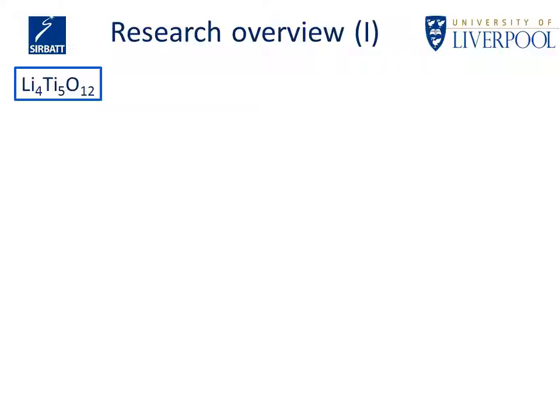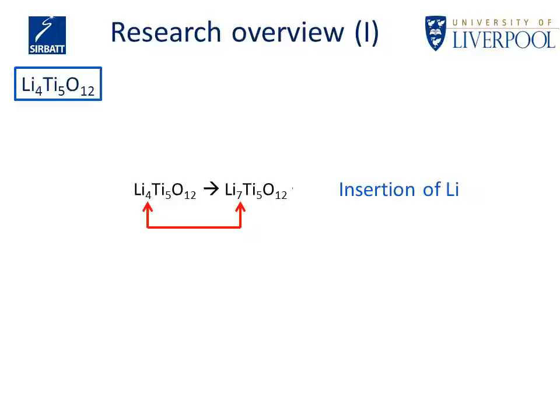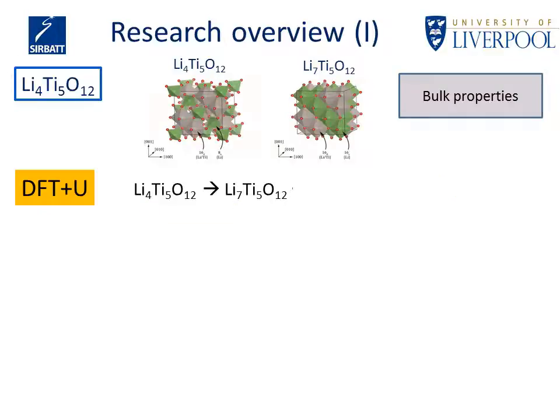This material also has a high rate capability, low toxicity, and lower cost. Upon the insertion of lithium, lithium titanate transforms to a phase that is called lithium-7. Using DFT plus U, we investigated the structural and electronic properties for these two phases in bulk. By considering other phases, we could also investigate the thermodynamic stability for this material.